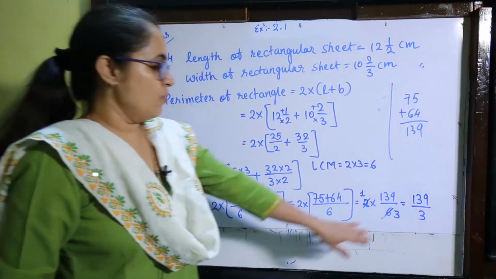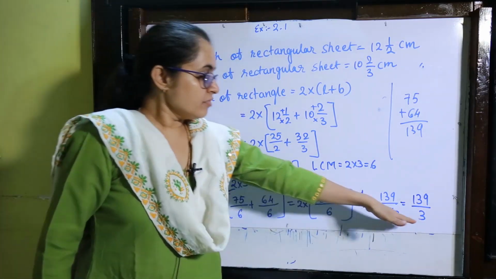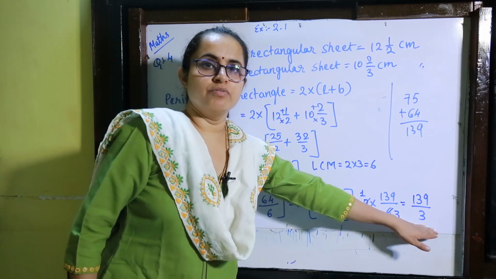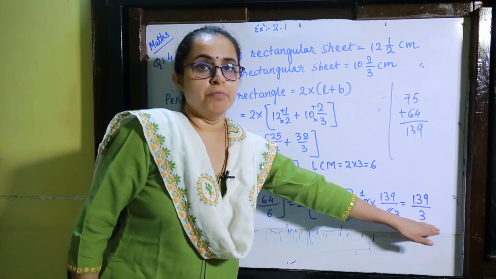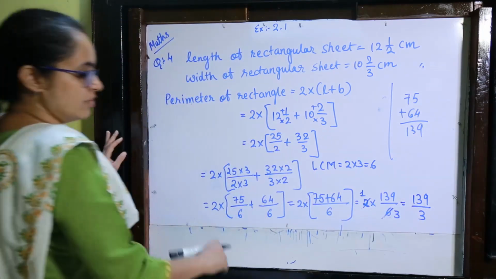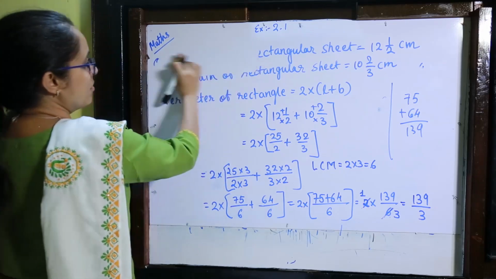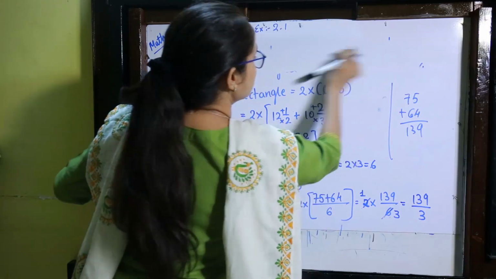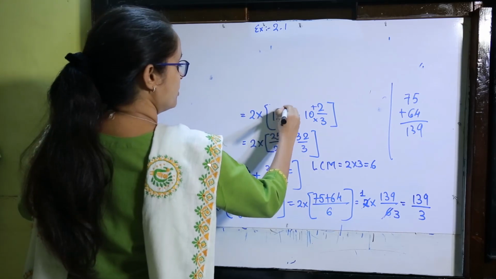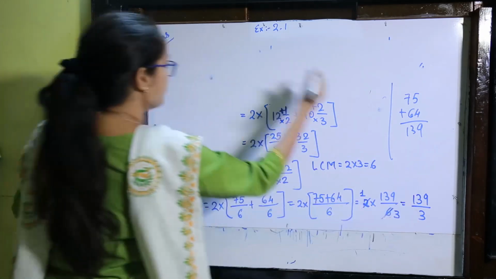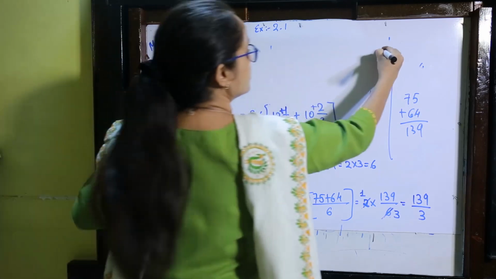139/3. Now 139/3 is again an improper fraction. So you have to convert it into a mixed number fraction. To convert it into a mixed number, I am just cutting down the above part of this sum. What you have to do is, suppose I am converting 139/3 into a mixed number.